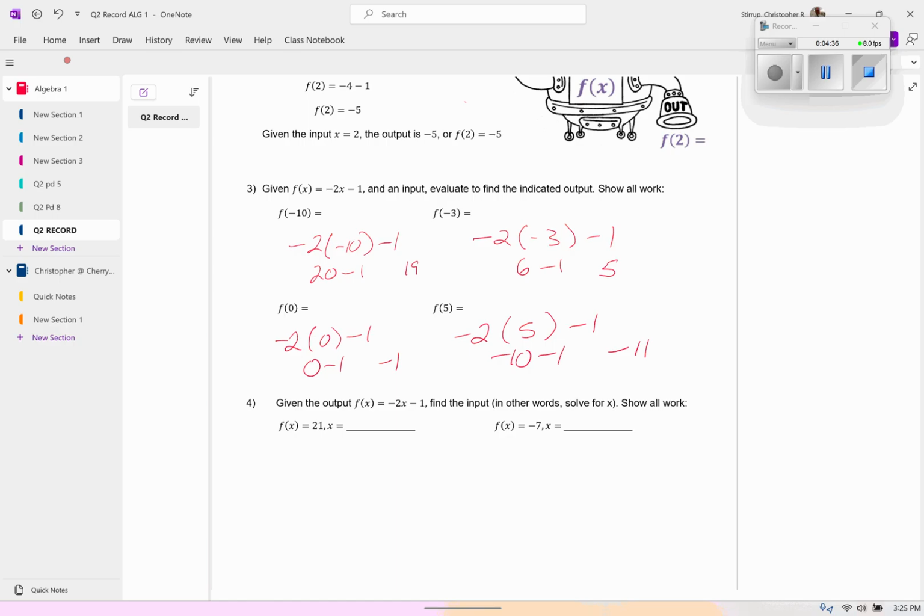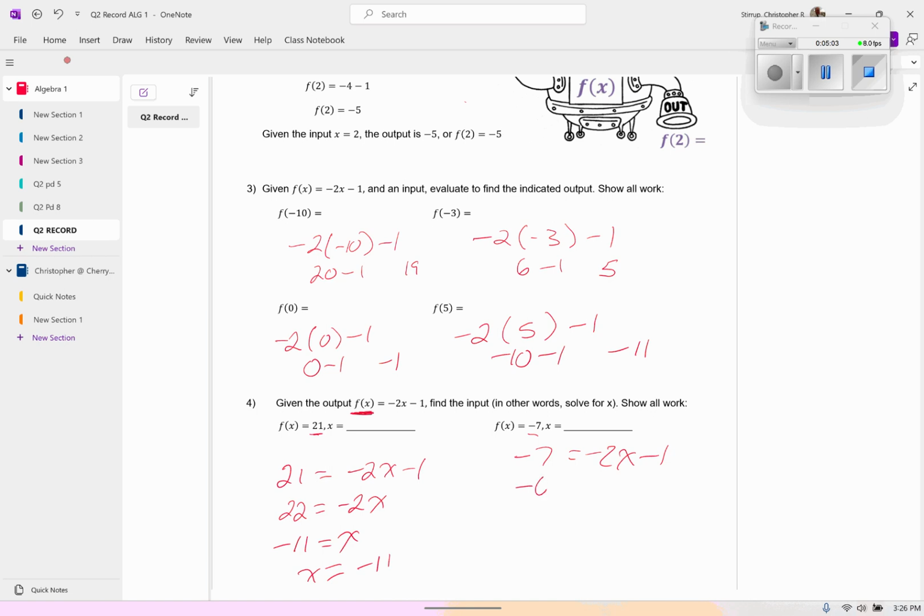Okay, this next one, again, we're going back to it. This is the one where we're replacing this entire thing with the number that's given. So I'm going to go 21 is equal to negative 2x minus 1. And on this one, I'm going to go negative 7 equals negative 2x minus 1. We're going to add 1 to both sides. That gives me 22 over here. Divide both sides by negative 2, so I get negative 11 equals x, or you can flip it over, making it x equals negative 11.